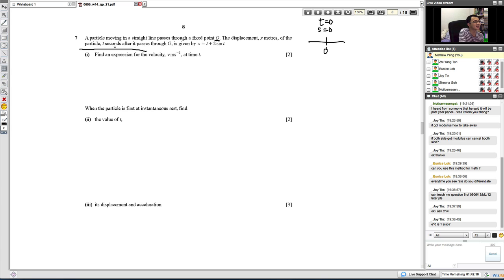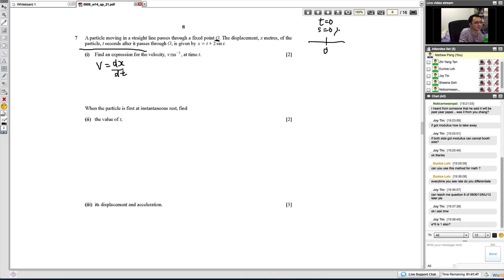And then they say t second after passing through O. It means they start to calculate the time after they're passing through O. That means at O itself time equals 0. This is very important information to help you find C when you need to find your displacement. Alright, so find an expression for the velocity. Yeah, this one I will find the v at t. So you know v basically equals dx/dt. It means you differentiate displacement. Displacement can use x or s, it doesn't matter.